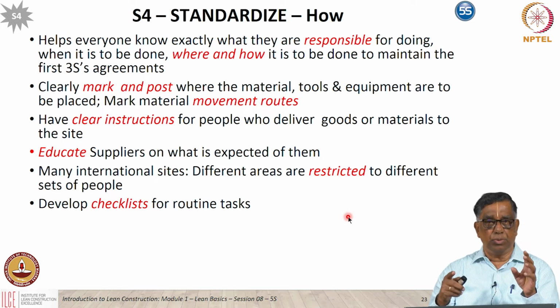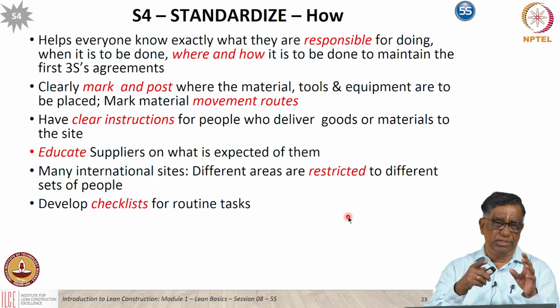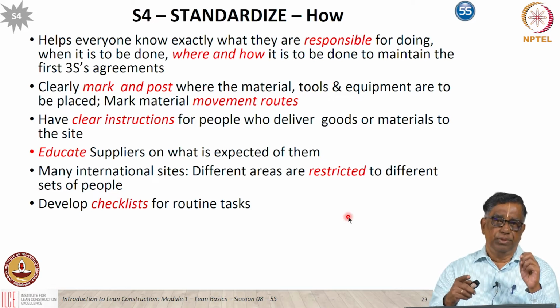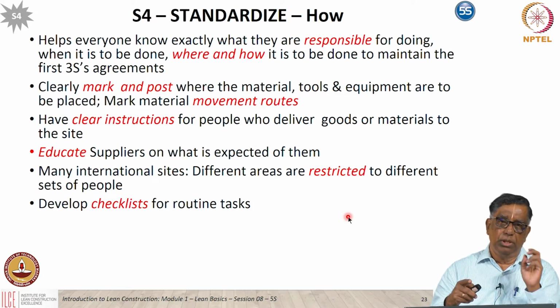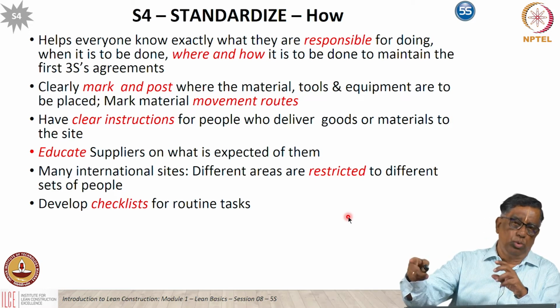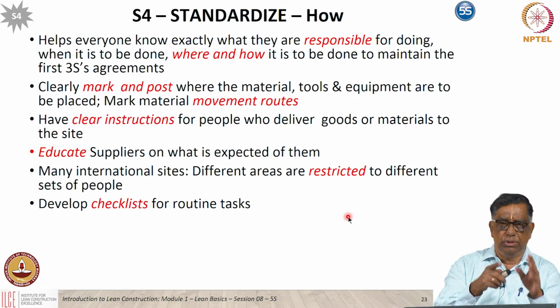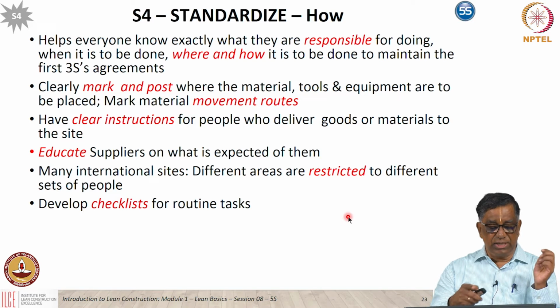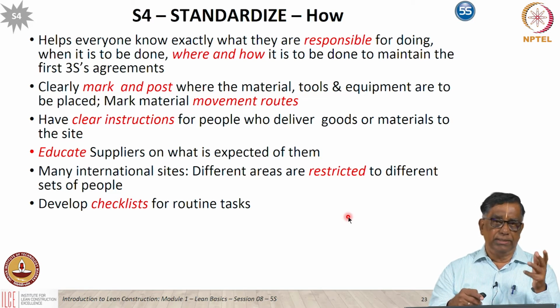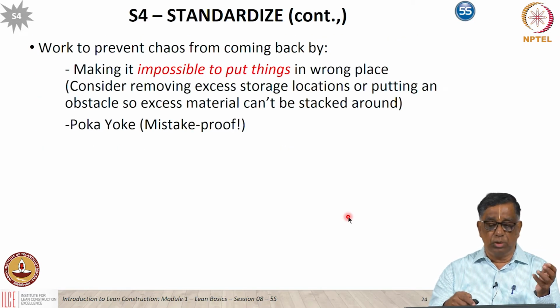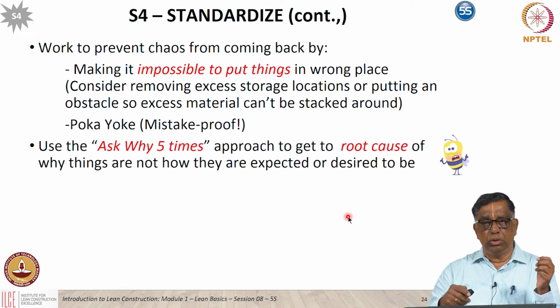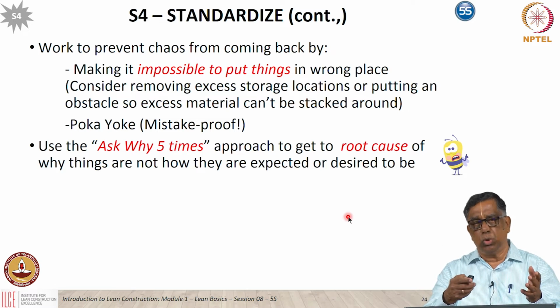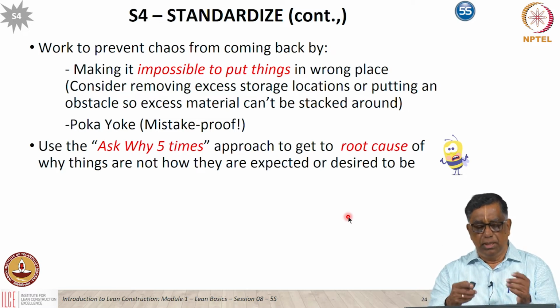And in some important projects, the entry to various areas is restricted. For example, a man who wants to supply rebars doesn't have to go to the work areas, he only needs to go to the stores. So how do we restrict entries of people to designated areas? All these actually have to be seen properly, and there have to be proper checklists for all the routine tasks.